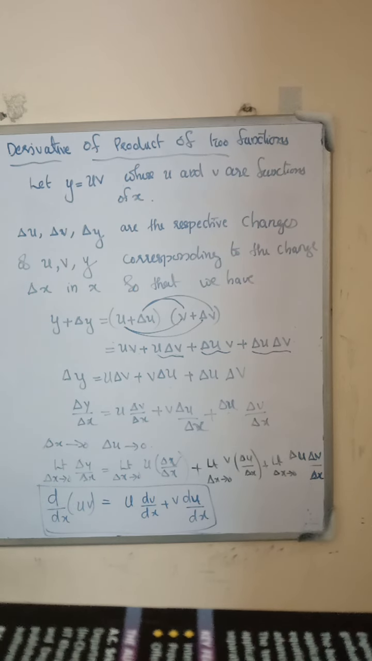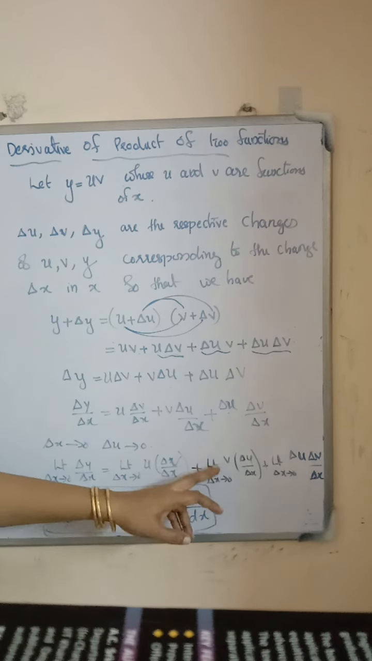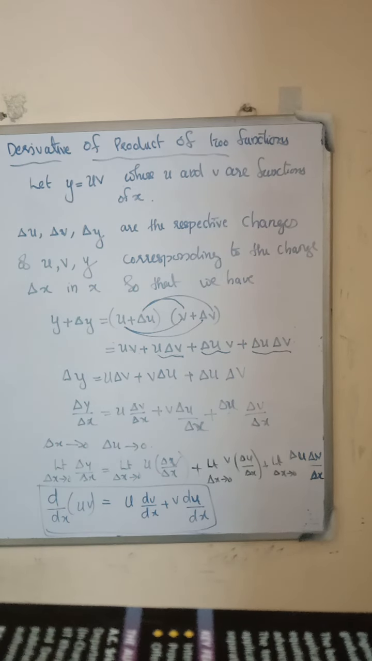So, limit delta x tends to 0, delta y by delta x equals limit delta x tends to 0, u into delta v by delta x, plus limit delta x tends to 0, v into delta u by delta x, plus limit delta x tends to 0, delta u into delta v by delta x.